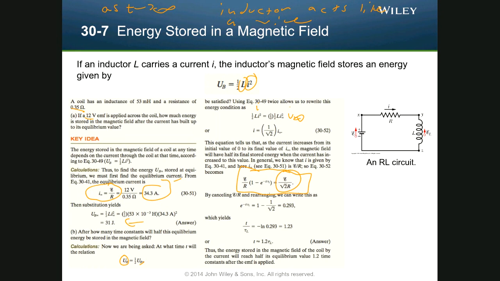And then you have your final value, but then you set it equal to your function of current as a function of time, and then you just solve for t, right? That's all you can do. You'd have to take a natural logarithm there, and you get t over the L over R time constant is equal to 1.23. So t would have to be equal to 1.2 times the time constant.